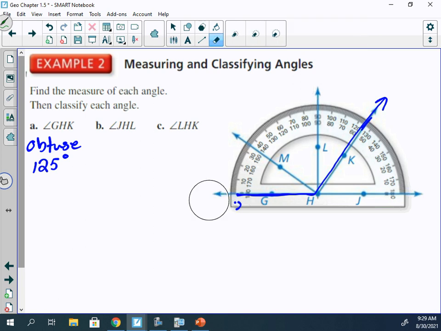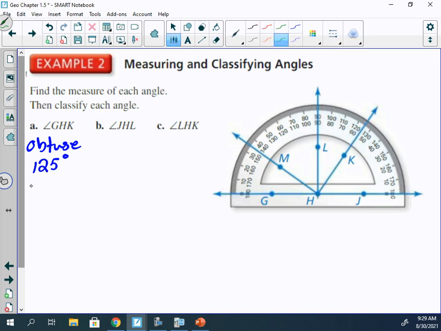Okay. That was our first one. If there are no questions on that, let's look at the next one. Let's look at JHL.